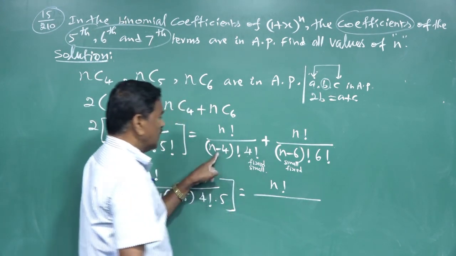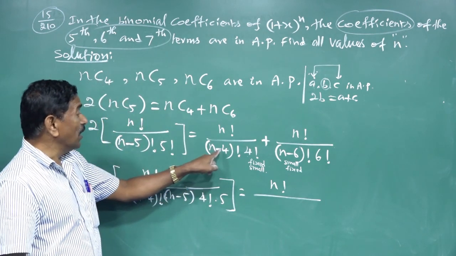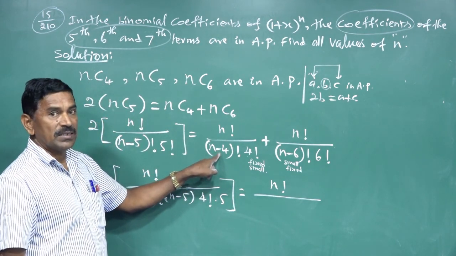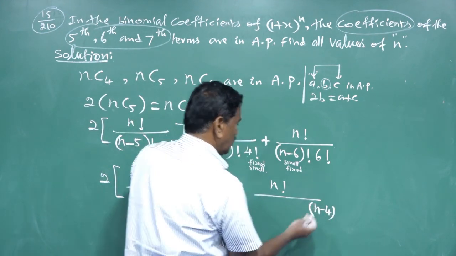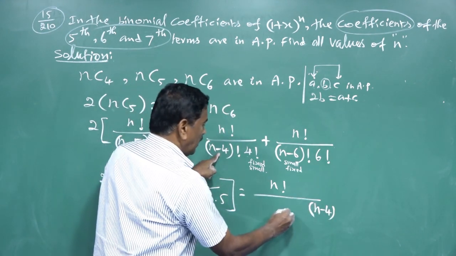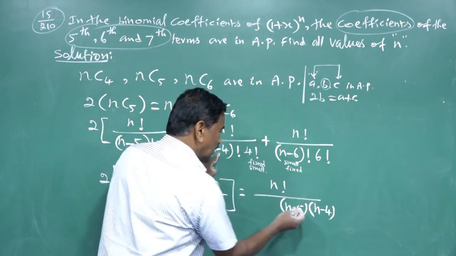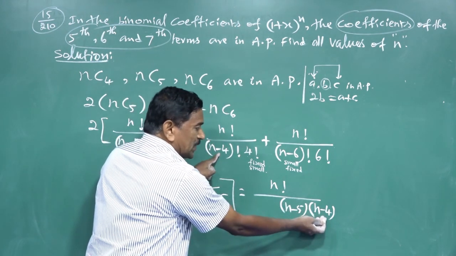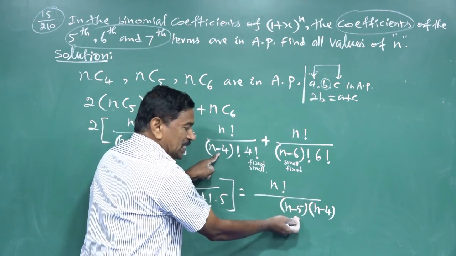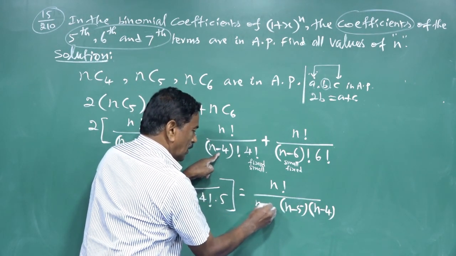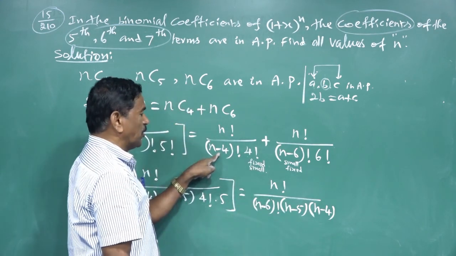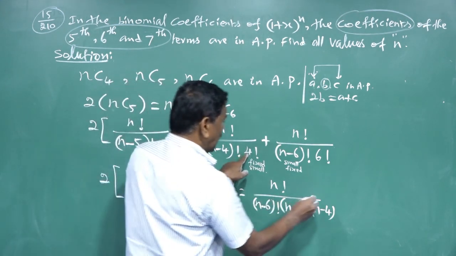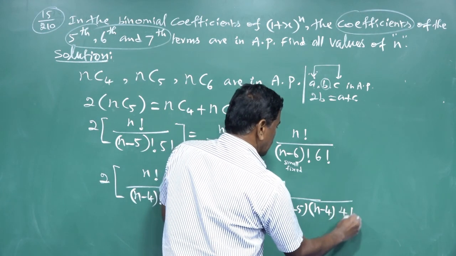Okay? This I want to split. N minus 4 factorial can be rewritten as, listen, n minus 4 is before n minus 5, n minus 5 is before n minus 6 factorial. That's all. N minus 6 factorial is already divided by 4 factorial, fixed.